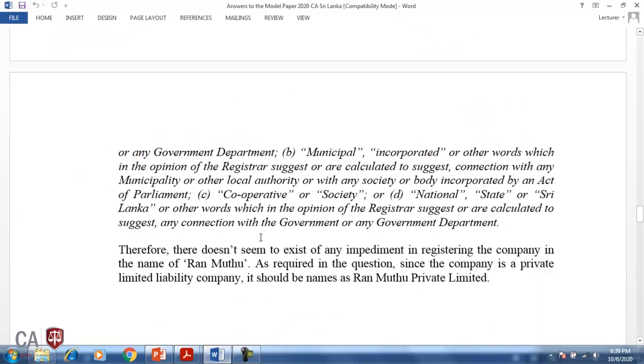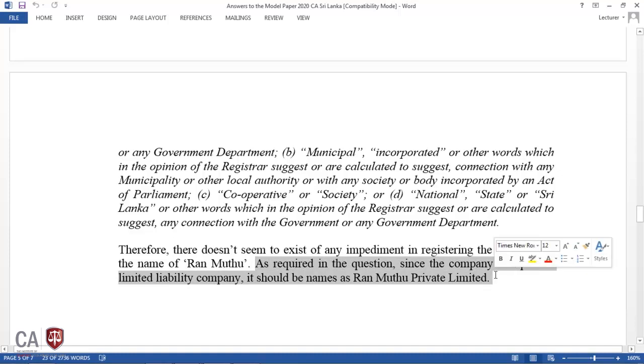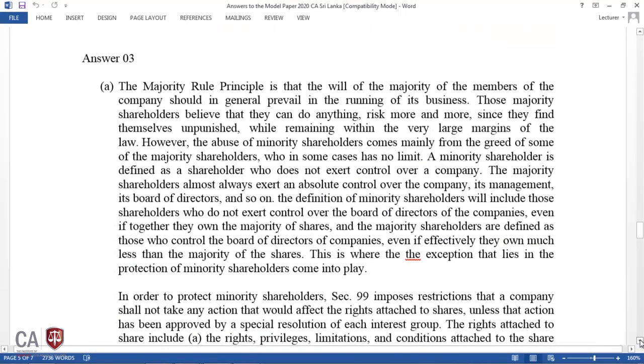So, therefore, there does not seem to exist any impediment in registering the company in the name of Ranmuthu as required in the question. Since the company is a private limited liability company, it should be named as Ranmuthu Private Limited. Ranmuthu Private Limited. So, suppose that you only want to write this part, you see that it is very small and you can very simply do it, but the examiner might not prefer to give you full marks of 5 if you only write this. So, that is why I thought that in order to explain how to gain more marks, to give more illustration as to the entire question.